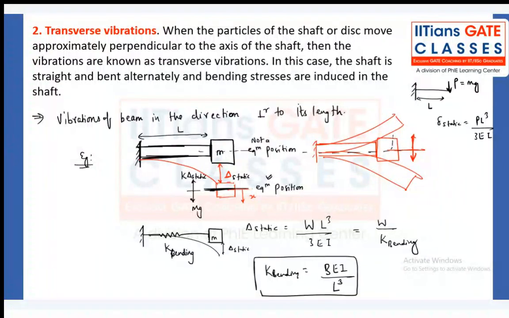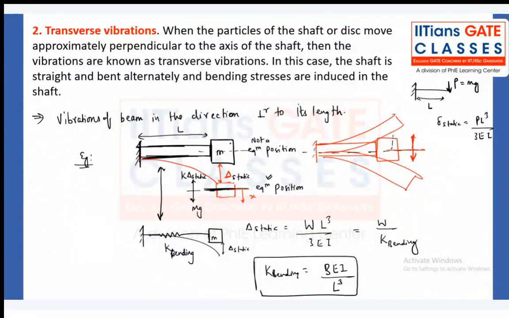When I attach the mass, there is a certain amount of static deflection, and everybody studied that. Yes or no? In strength of materials, for a cantilever beam subjected to end force P, everybody knows the static deflection formula: WL cubed divided by 3EI. If I want to write it in terms of W by K, then what is the K of bending? What is the bending stiffness? 3EI by L cube. If I want to represent this system as an equivalent spring-mass system, then I can write this as K bending and mass, and there is a static deflection.